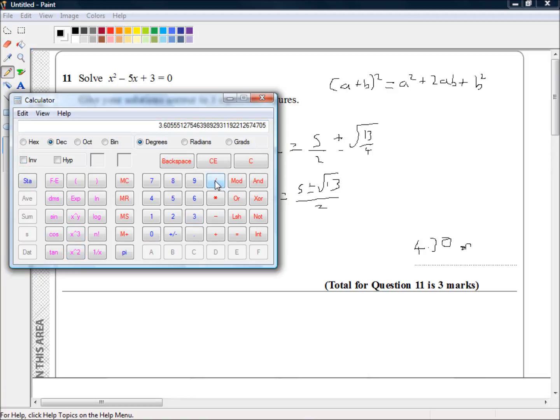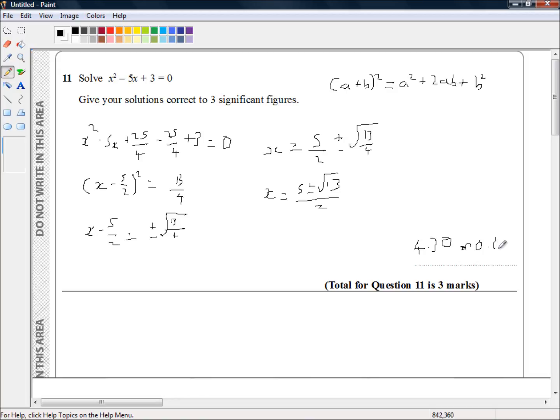I'm going to cancel the whole thing. So that's 5 minus the square root of 13, equals, divided by 2, because the whole thing is divided by 2, not just the square root of 13. So that's 0.697 to 3 significant figures, and that 2 means the 7 does not round up. So that's 0.697.